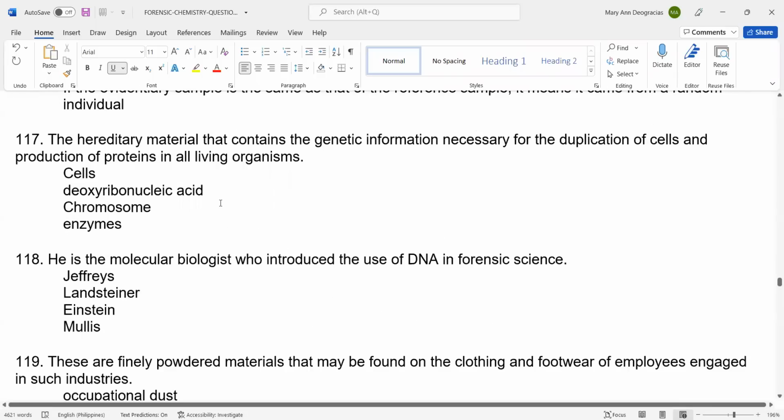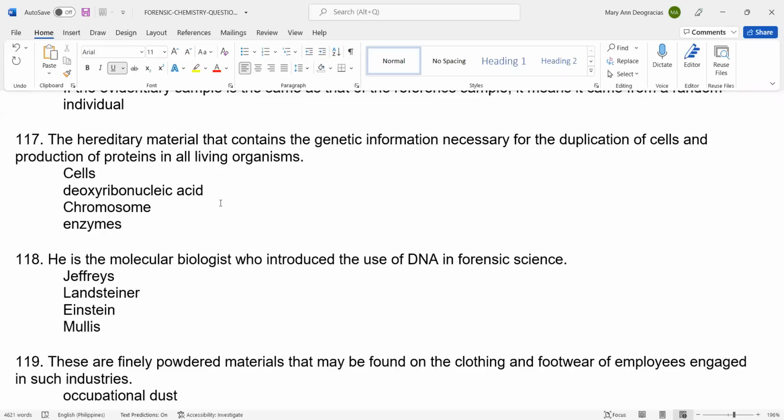117. The hereditary material that contains the genetic information necessary for the duplication of cells and production of proteins in living organisms. Cells, deoxyribonucleic acid, chromosome, or enzymes. Okay, letter B, DNA. So it's deoxyribonucleic acid.